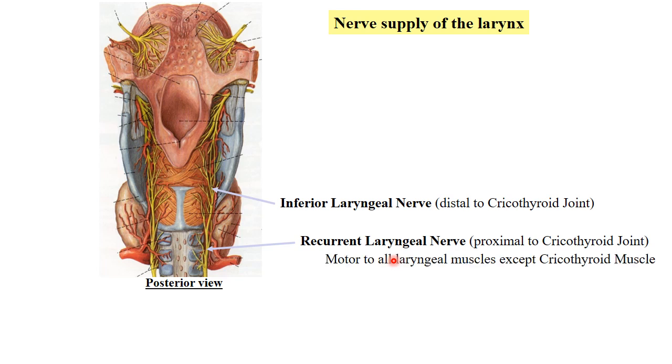Okay? I just said that. Motor to everything, every single laryngeal muscle on the inside of the larynx. The cricothyroid is the one muscle that hangs out on the outside. All the internal muscles of the larynx, every muscle except for the cricothyroid.